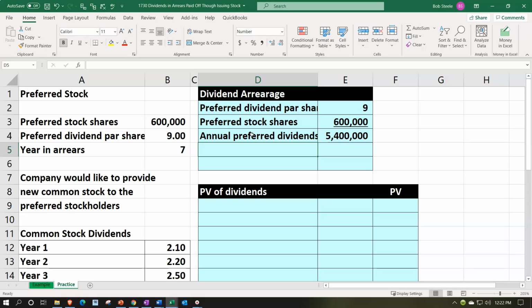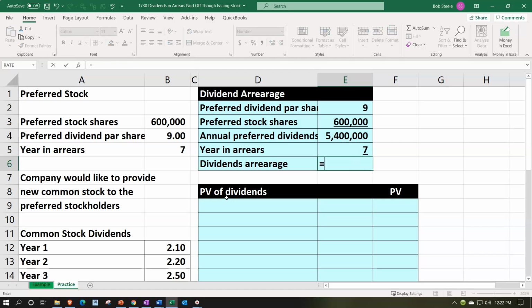We haven't paid for years in arrears, we're going to call it, of 7. That means that we owe at this point in time, let's underline, font group and underline, we owe dividends. And you might hear the term dividends arrearage. I would call it how many dividends we have in arrears for the accumulation of 7 years. But dividend arrearage is going to be equal to the 5,400,000 times the 7. So we owe 37,800,000.